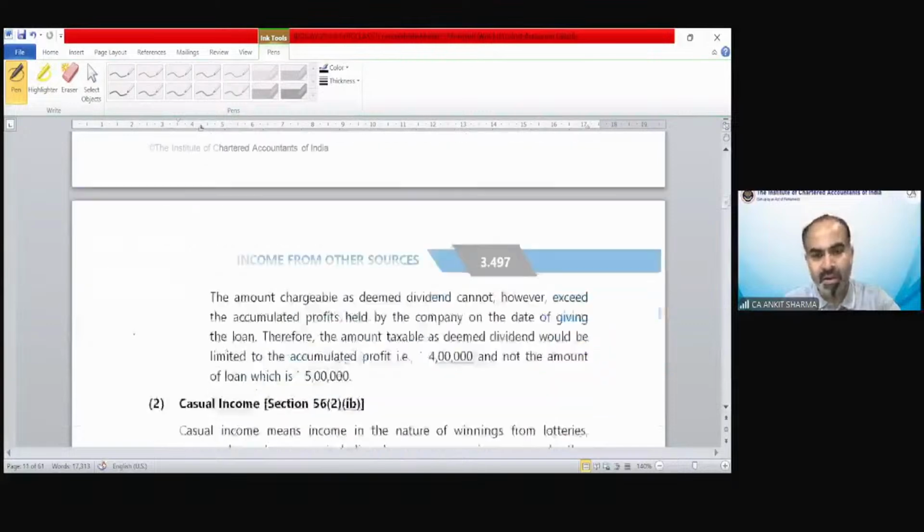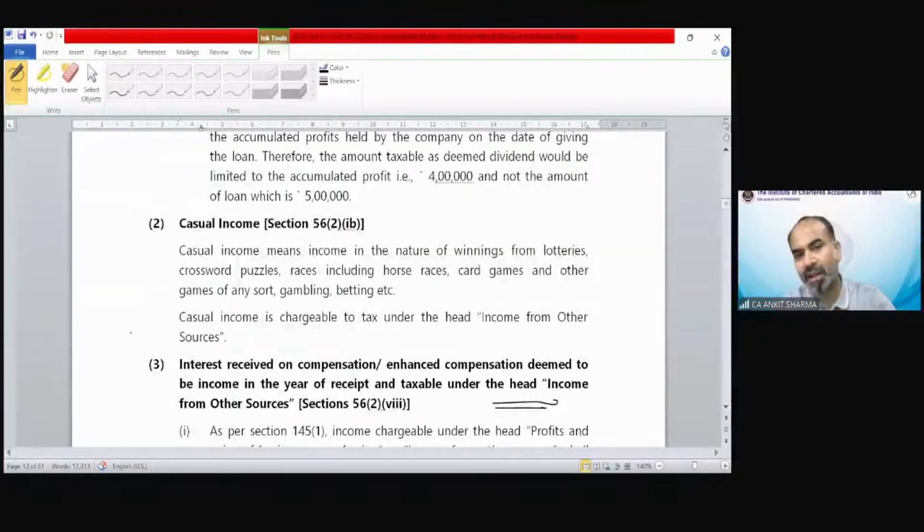Now we are discussing other incomes. The second income is casual income. So first was dividend, and dividend was of 2 types, normal dividend and deemed dividend. Now what is casual income? Casual income means income which has arisen casually. So the impact of luck is more than your effort. So income which arises casually would be treated as casual income.